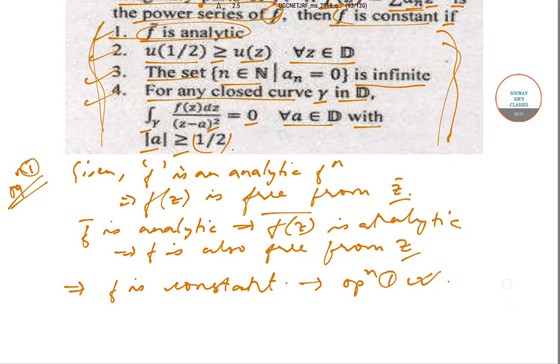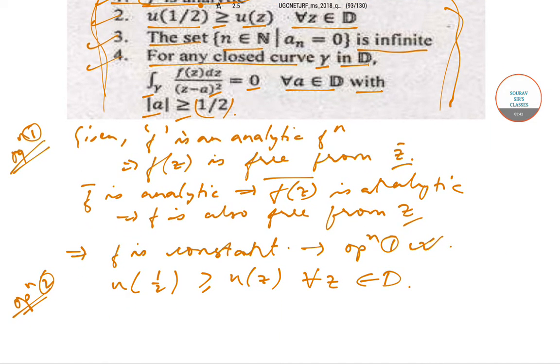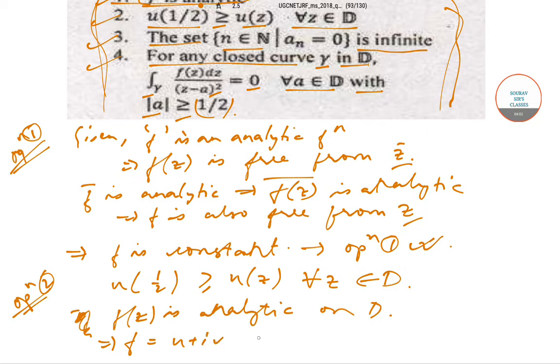Now in option 2 we have been told that if u of 1 by 2 is greater than or equal to u of z for all z which belongs to D, then f is constant. Now we already know that f of z is analytic on D. So that implies that, with f equal to u plus iv, u of z is also analytic on D.